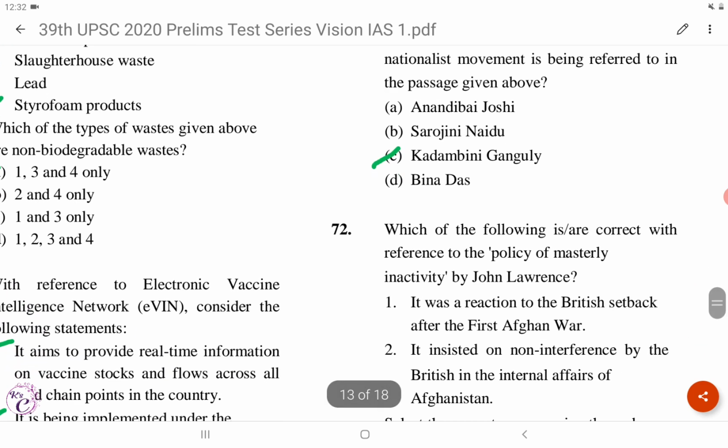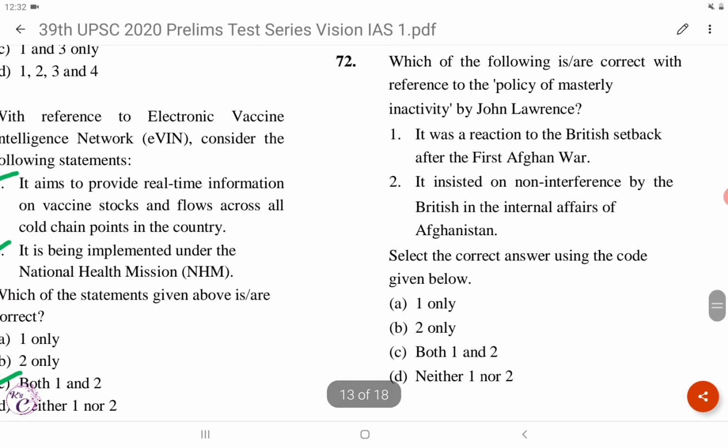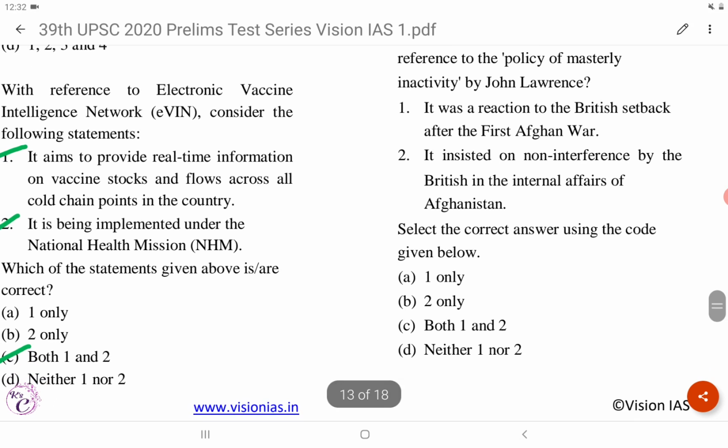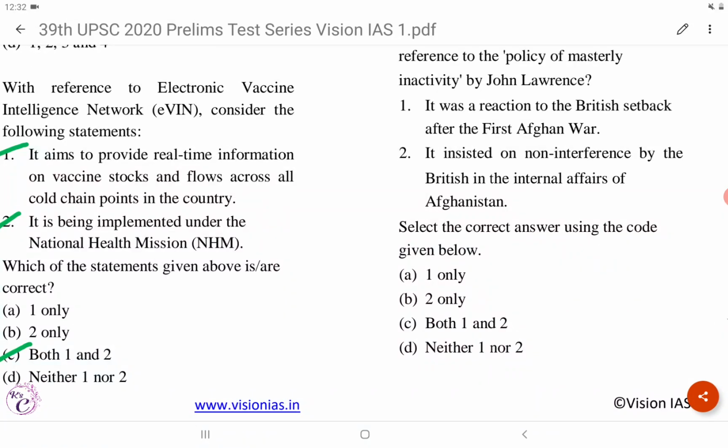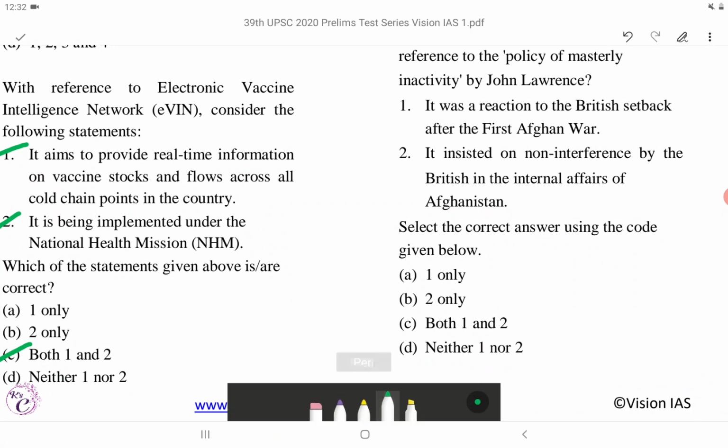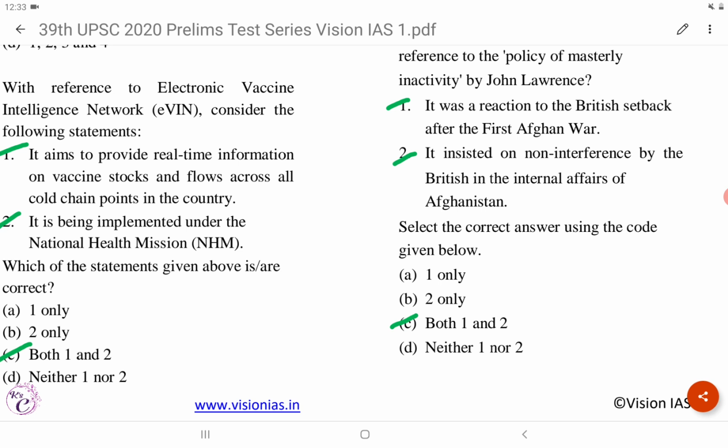Now let's come to the next question, question number 72. Which of the following is or are correct with reference to the policy of masterly inactivity by John Lawrence? Statement 1. It was a reaction to the British setback after the First Afghan War. Statement 2. It insisted on non-interference by the British in the internal affairs of Afghanistan. Select the correct answer using the code given below. So the correct answer is C, that is 1 and 2. Both the statements are correct.